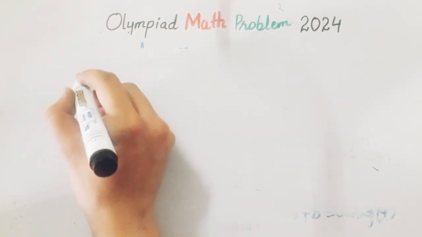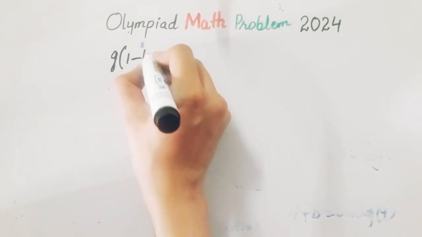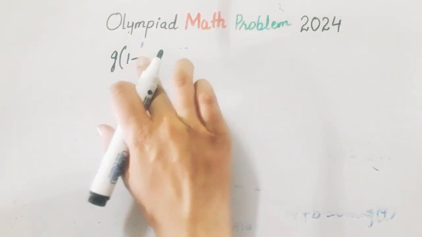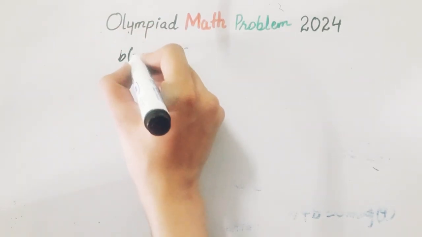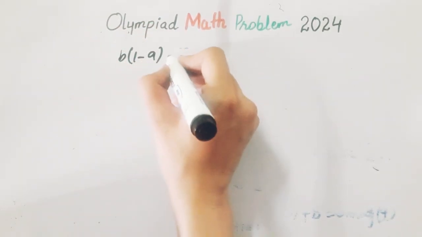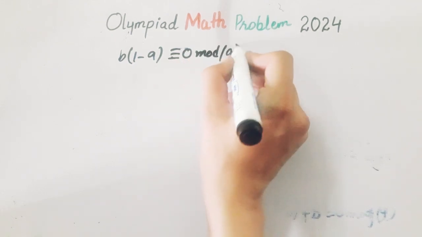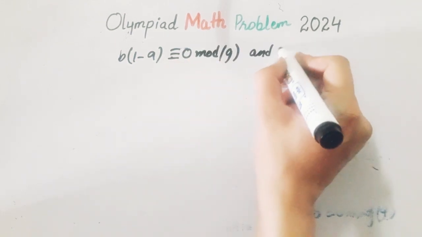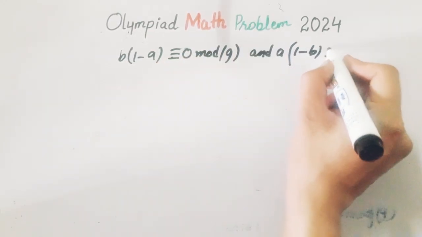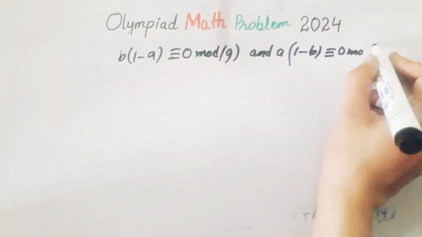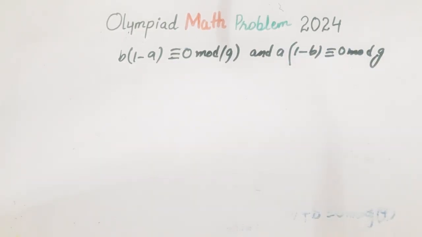We will discuss that g divides b into 1 minus a, which is congruent to the 0 mod of g, and a is taken common, remaining is 1 minus b is congruent to the 0 mod of g. So there are three cases.